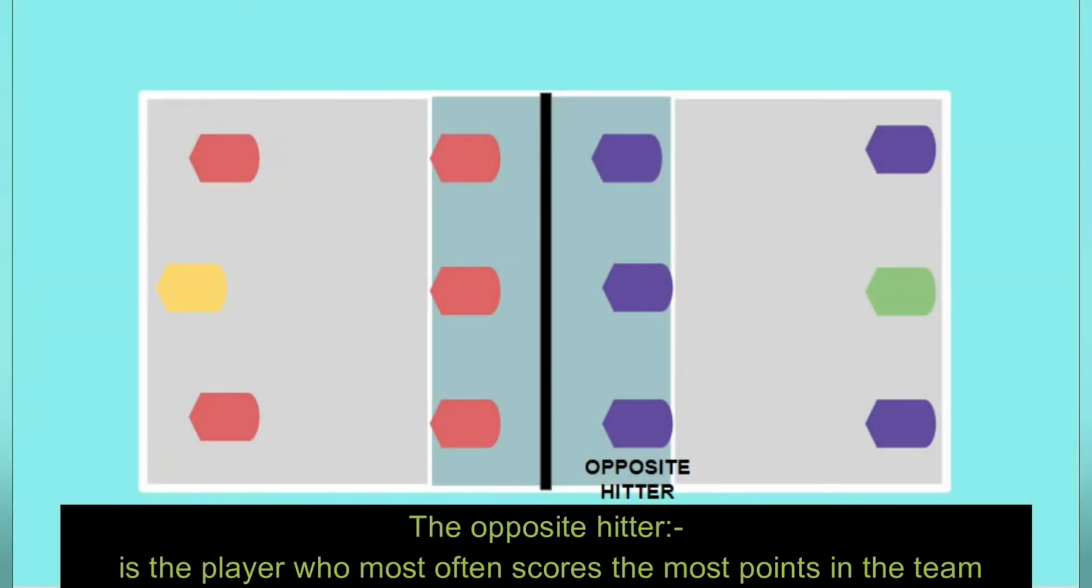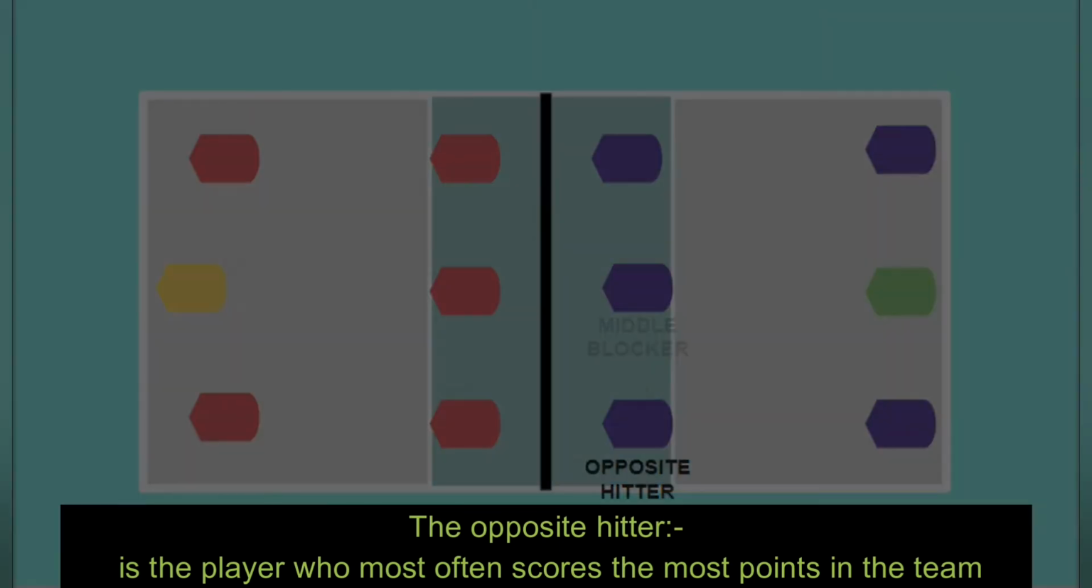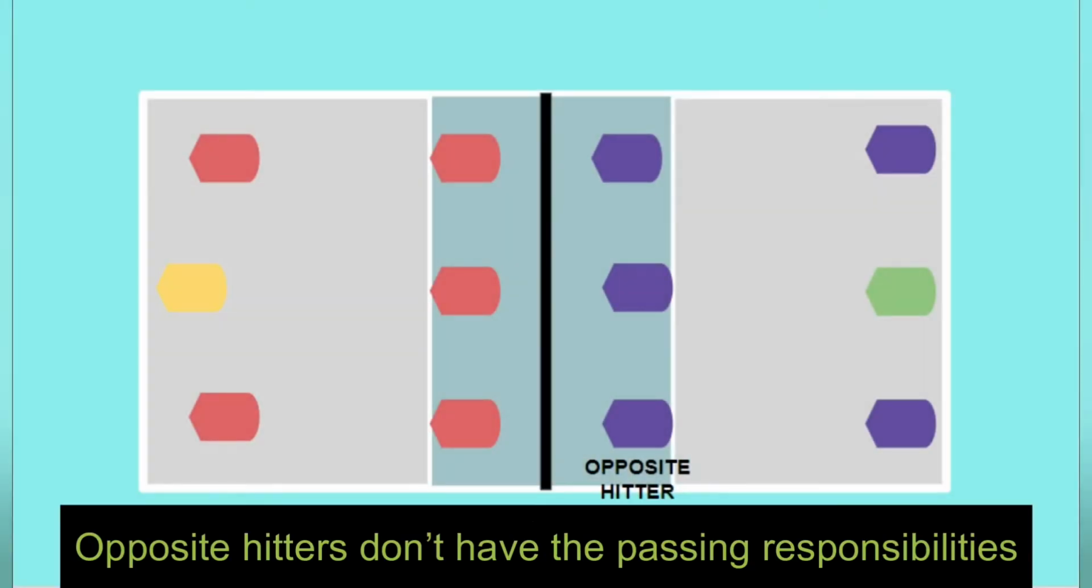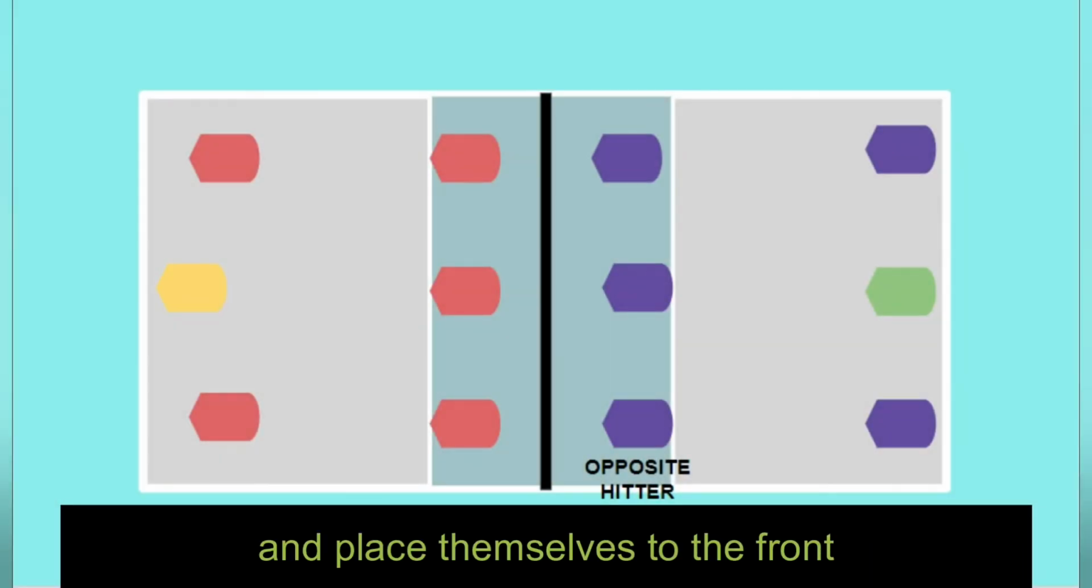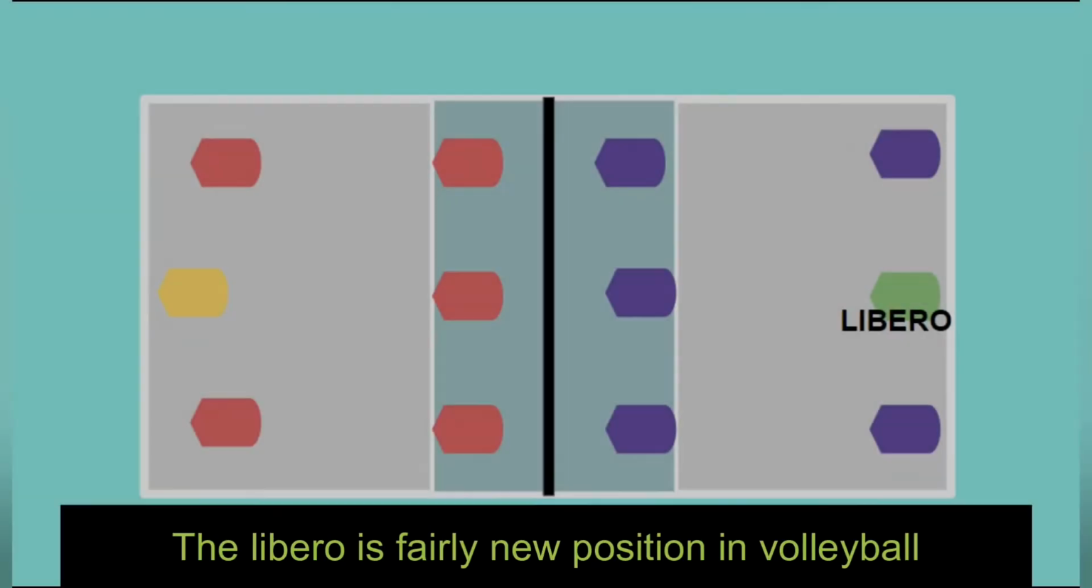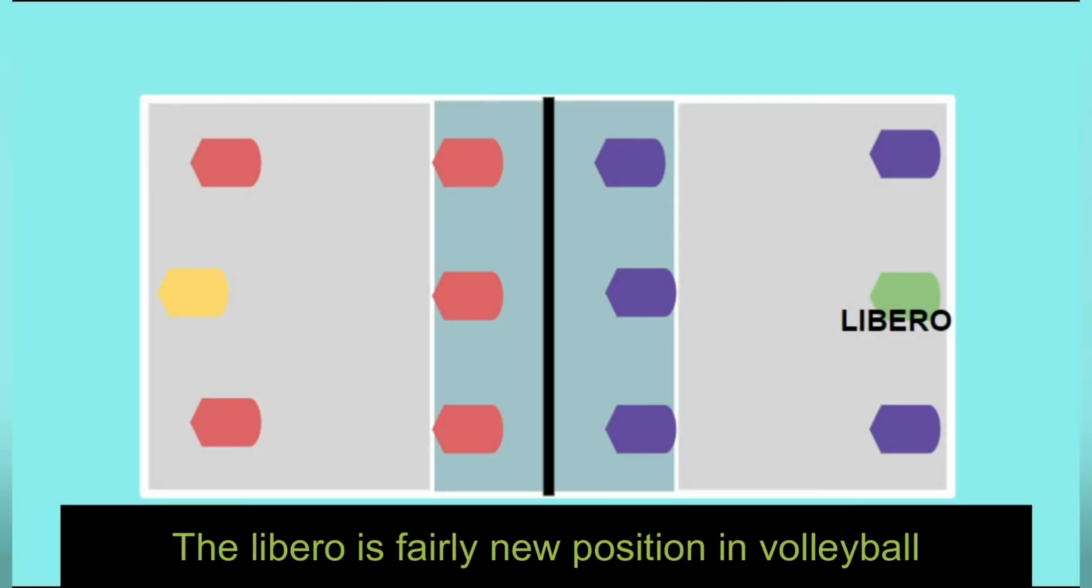The opposite hitter is the player who most often scores the most points on the team. Opposite hitters don't have passing responsibility. They stand behind the passers in the rotation, while the libero and outside hitters pass the ball and place themselves to the front. The libero is a fairly new position in volleyball.